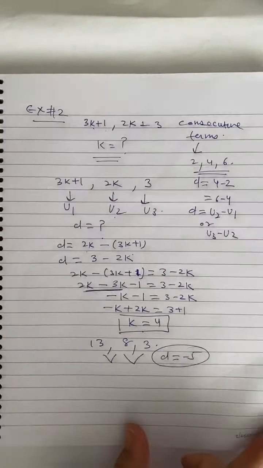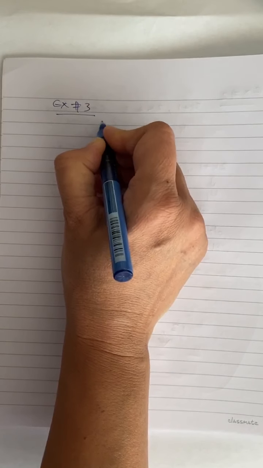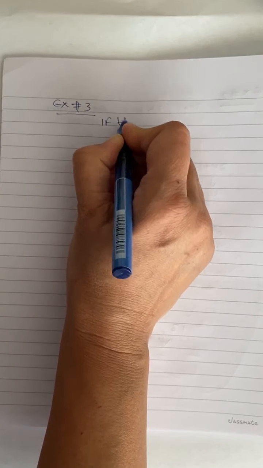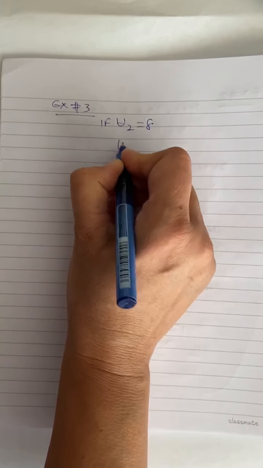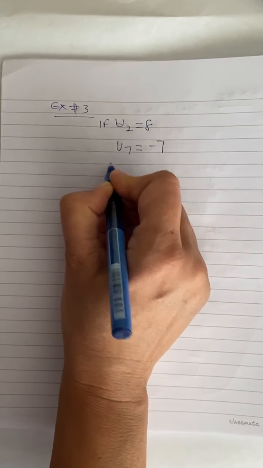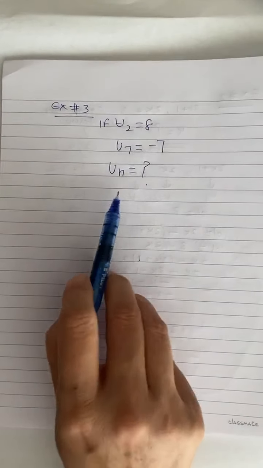And now we are going to do the last example of this lesson. So the last example is example number 3. You have, if u2 is equal to 8 and u7 is equal to negative 7, and you have to find un. Okay, so two terms are given and you have to find un.